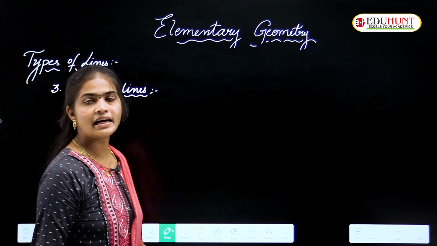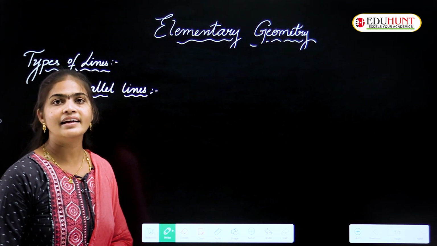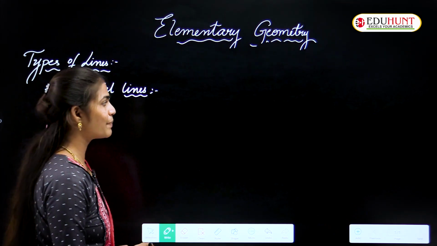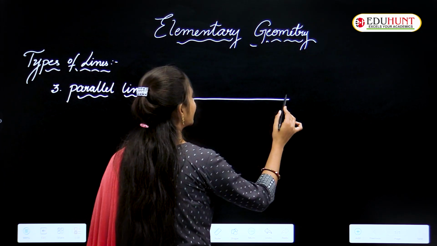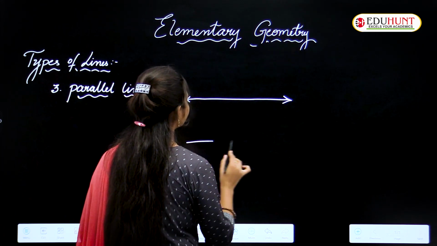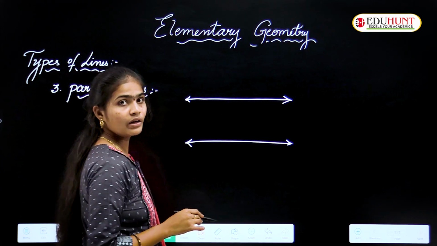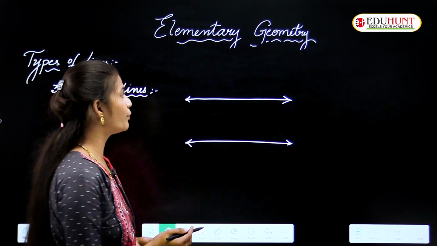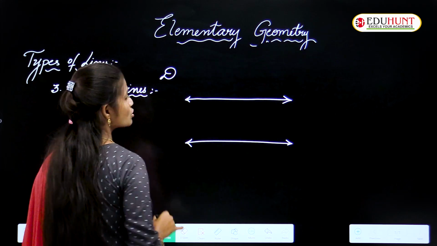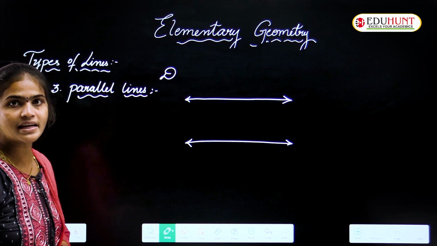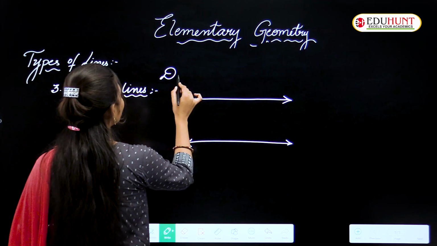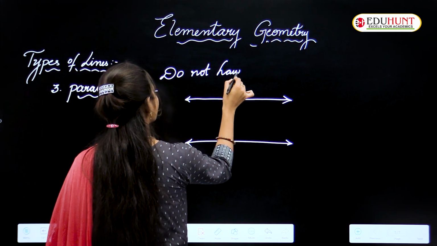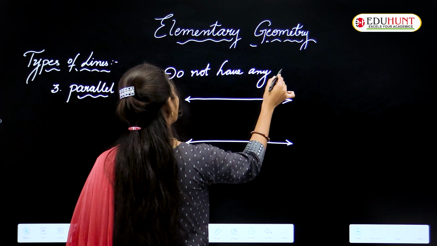Okay, after that we have parallel lines. When can we say that lines are parallel? If they do not meet at any point. Two lines are said to be parallel if they do not have any common point. The previous two types of lines have a common point, no, but here they do not have any common point.